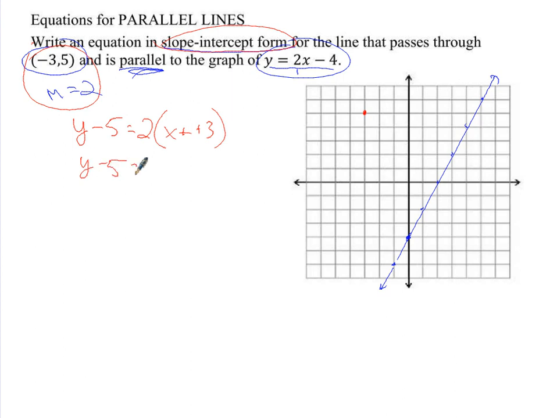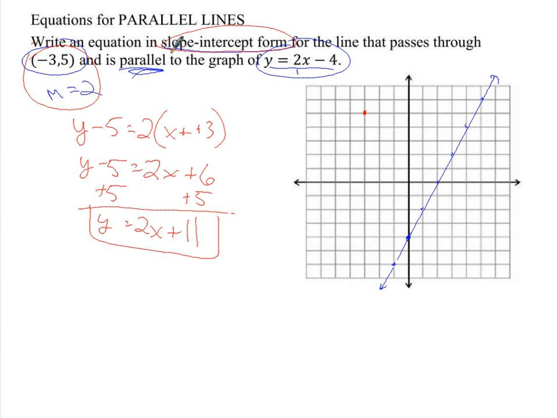Y minus 5 equals 2x plus 6. Then I add 5 to both sides. And I get y equals 2x plus 11. So it says write an equation in slope-intercept form for the line. I just did. 2x plus 11 is the equation for my line. So let's check it on the graph and see what we get.